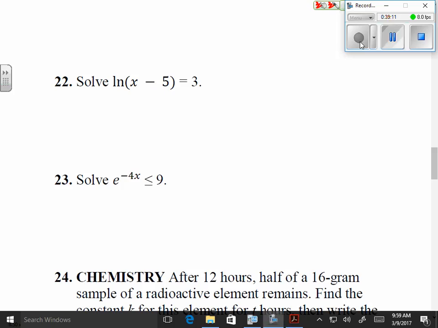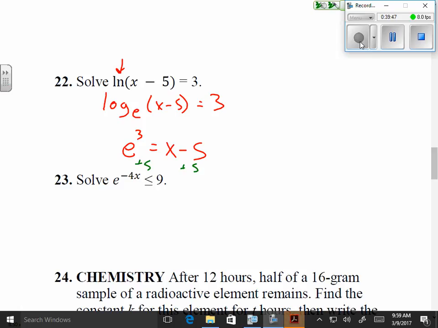Well, number 22, we're into natural logs now. If you change this into exponential form, it might be easier just to relearn this as ln, natural log, is the same thing as log base e. So ln of x minus 5 equal to 3 would be translated to e to the third equal to x minus 5. So if we want the value of x, we're just going to add 5 to both sides.